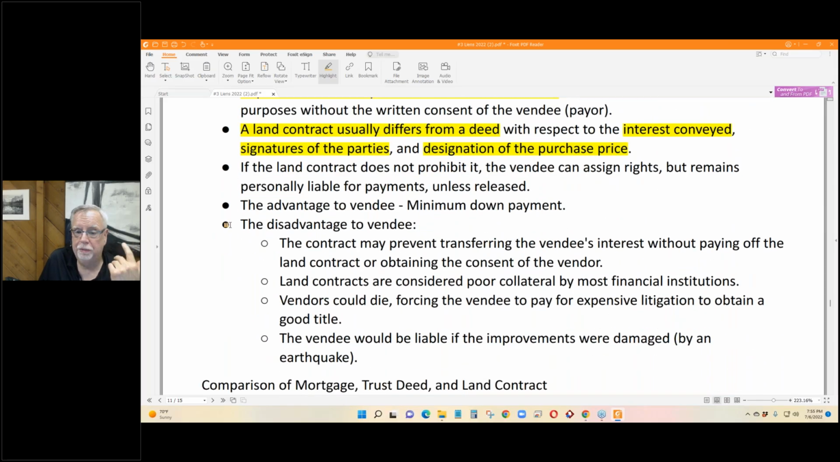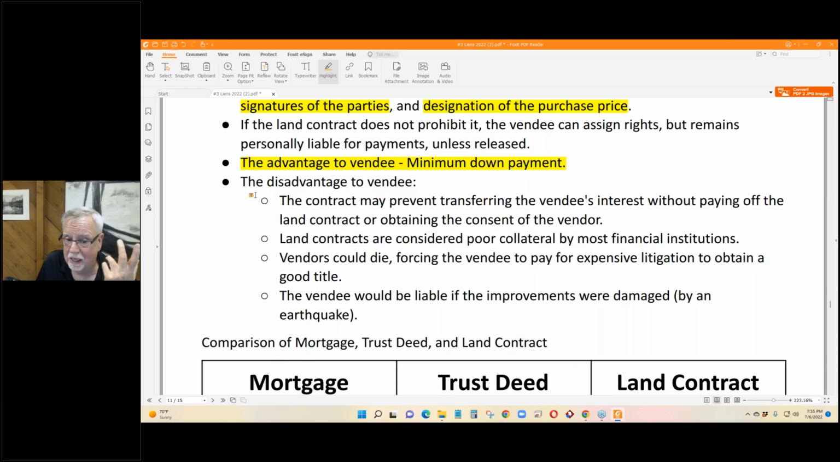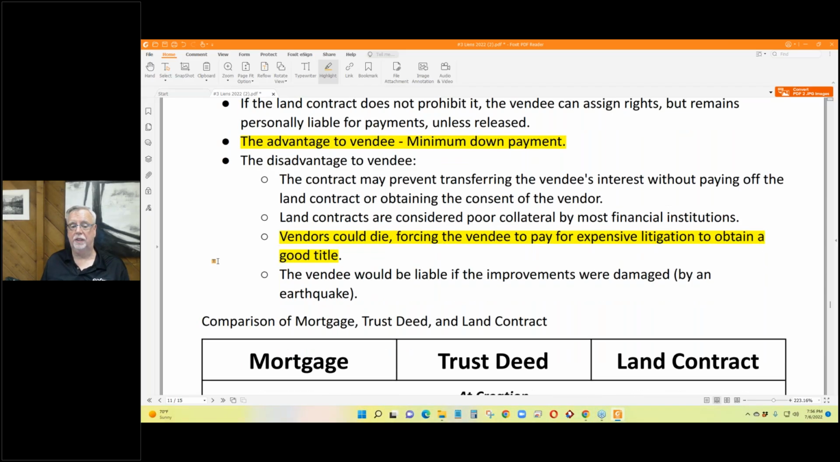The advantage would be minimum down payment. We don't do these hardly ever anymore, but anyhow, it's on the state exam. The disadvantage, this is not a really good way to buy a house. Vendors could die, right? Forcing you to get a lawyer and sue the estate.